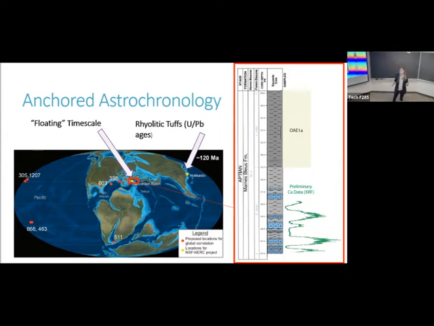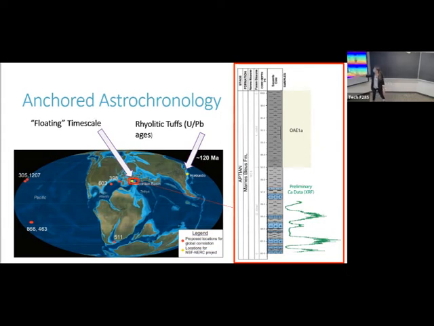The second component to this is anchoring this floating timescale using high-precision ages. And this comes from the second section over here in Hokkaido, Japan. This section contains rocks of similar age that contain rhyolitic tuffs. That's really important because we can determine age constraints. Collaborators at UW-Madison are working on that right now. They have about 13 different tuffs that they're going to be using uranium-lead analysis on.